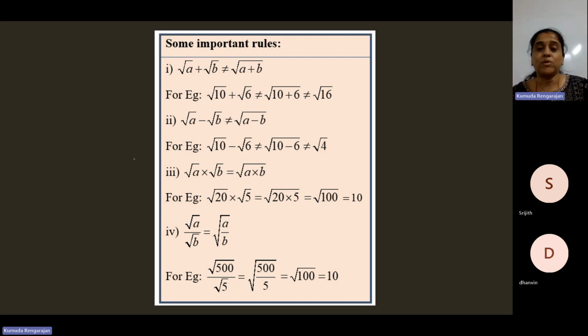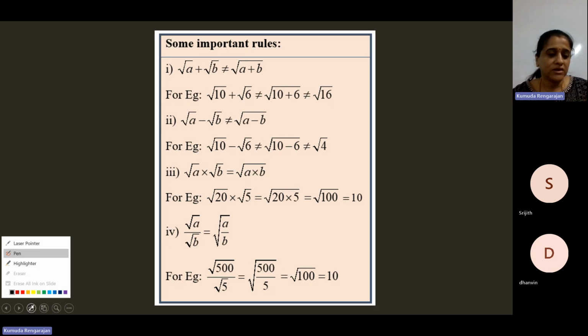So these are some important rules. For now, you just understand them. When we apply them, you will be able to relate and understand better. Okay, now see here. Square root of A plus square root of B is not equal to square root of A plus B.